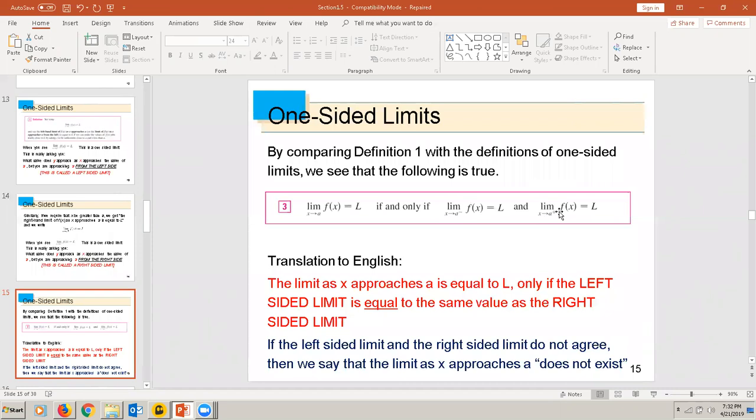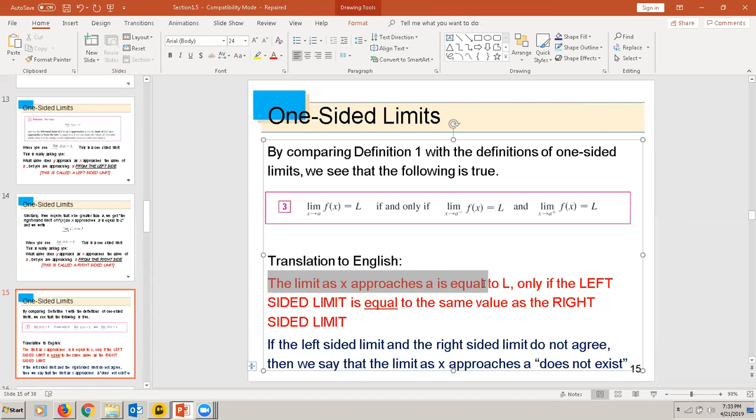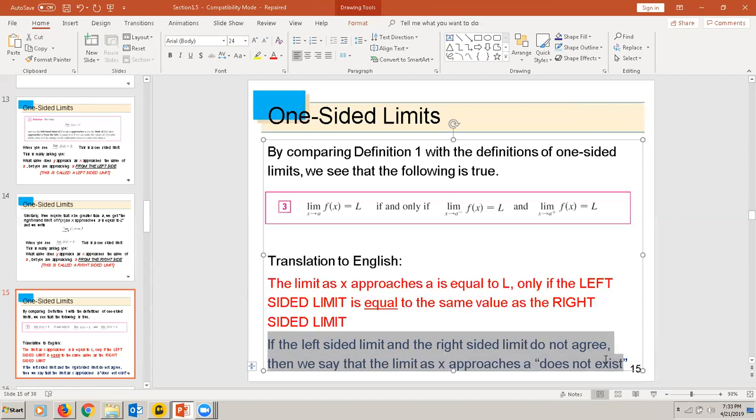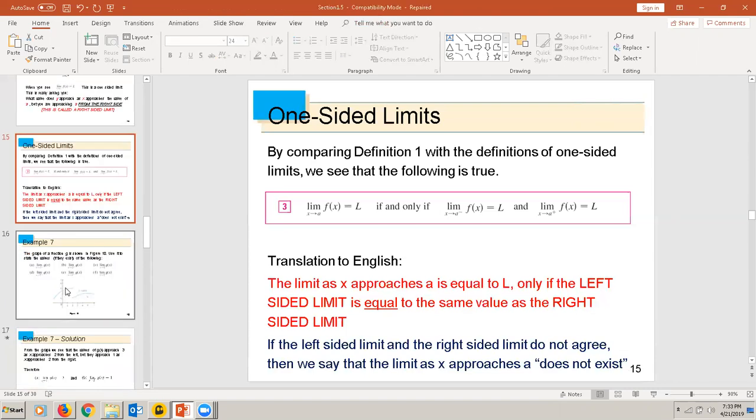Now, what this theorem is trying to say here is the limit as x approaches a is equal to L if and only if the left-sided limit and the right-sided limit are equal to the same value. Let me say that again. The limit as x approaches a is equal to L only if the left-sided limit is the same as the right-sided limit. If the left and right-sided limits don't agree, if they're not equal to each other, then we're going to say the limit does not exist. Let me give you some examples to help illustrate this.